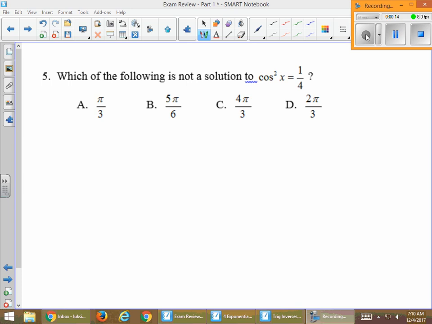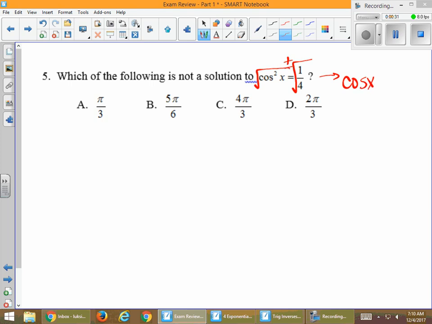The thing that you need to be careful about anytime you are working with a squared and you're taking a square root is to make sure, especially with the fraction, to take the square root of the top and bottom and make sure that you use plus and minus there. So this is cosine of x equals plus and minus square root of 1 over square root of 4. So positive and negative 1/2.